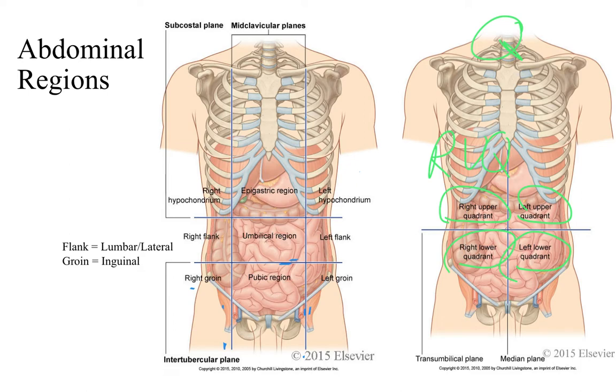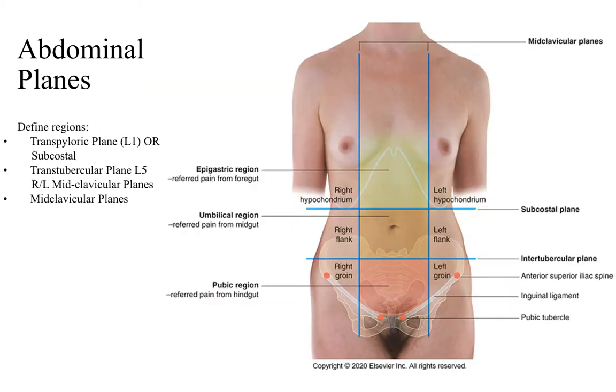So I want you to start getting a feel for what organs are in what quadrants and what organs are in what regions. And when you do the physical exam in clinical correlations next semester, you'll definitely be utilizing these terms to facilitate your exams. This is just another picture showing you the planes that we talked about on the previous slides. Again, to point out the midclavicular planes.